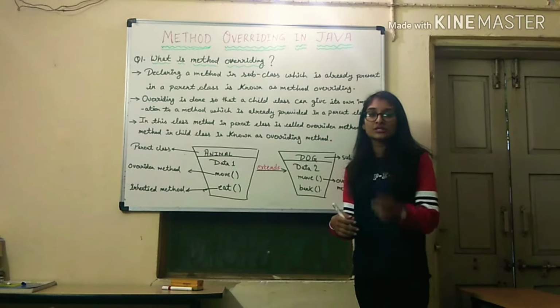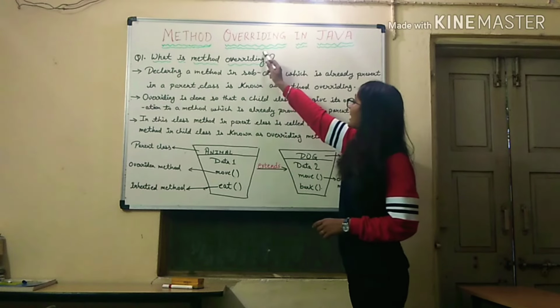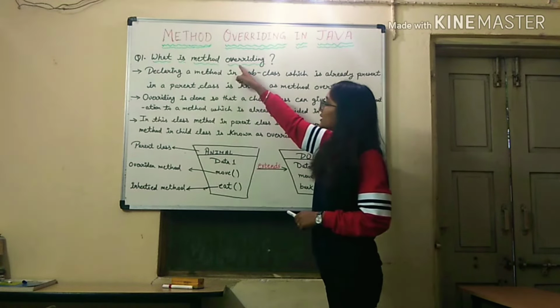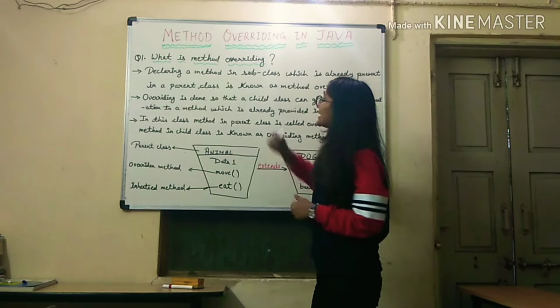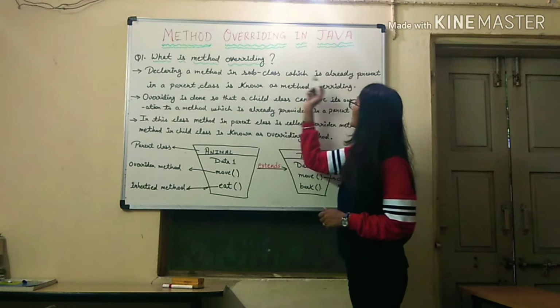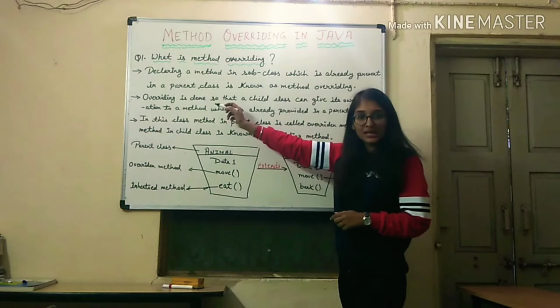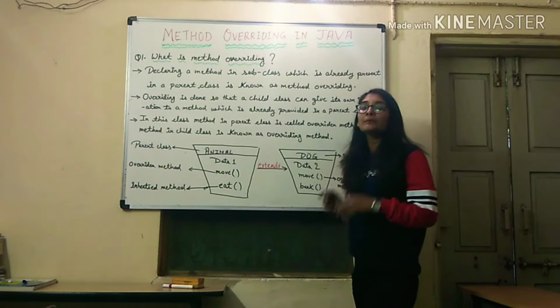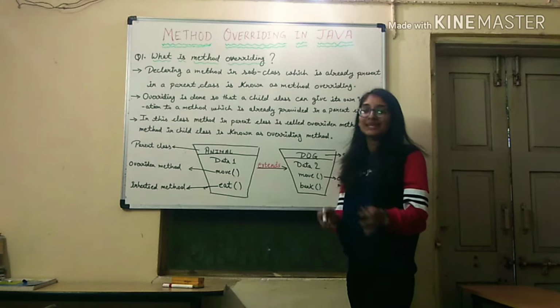Now I'm here to discuss what is method overriding in Java. Now the question arises, what is method overriding? So declaring a method in a subclass which is already present in a parent class is called method overriding. Method overriding is achieved by runtime polymorphism and it is also known as late binding.